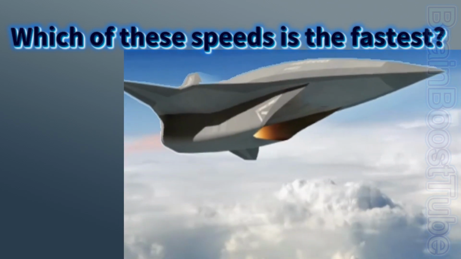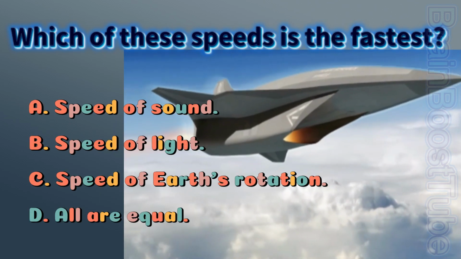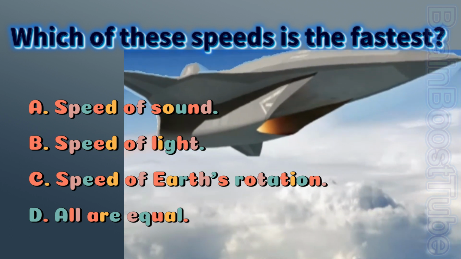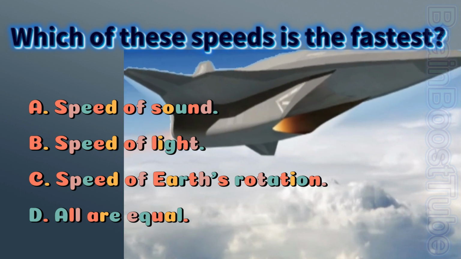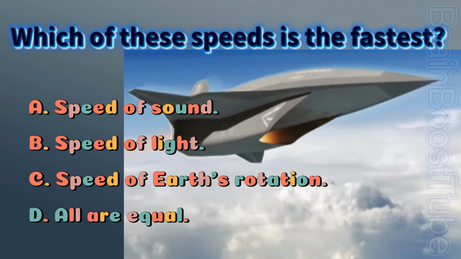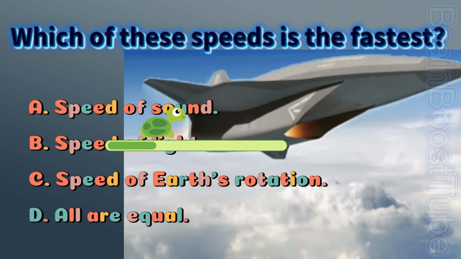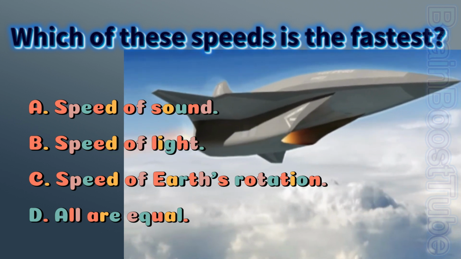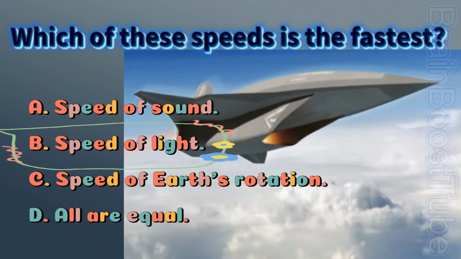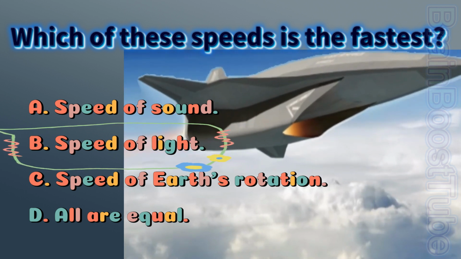Which of these speeds is the fastest? A. Speed of sound. B. Speed of light. C. Speed of Earth's rotation. D. All are equal. Correct answer is B. Speed of light.